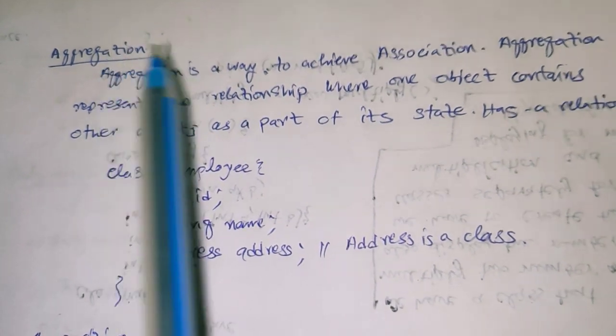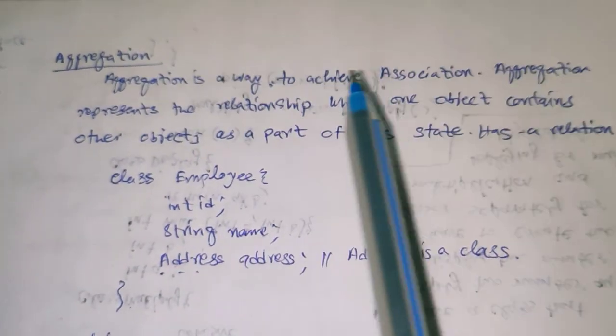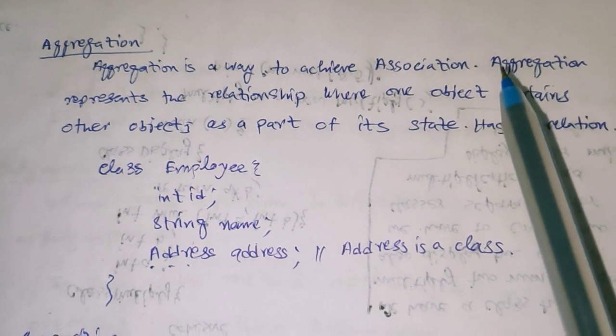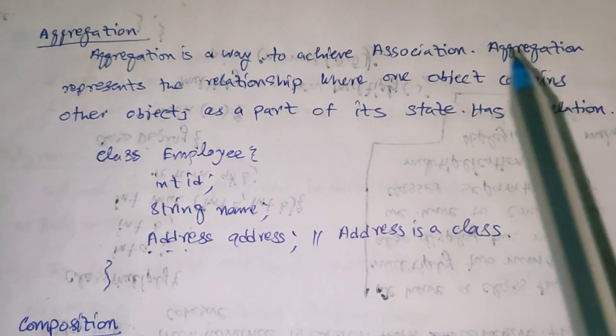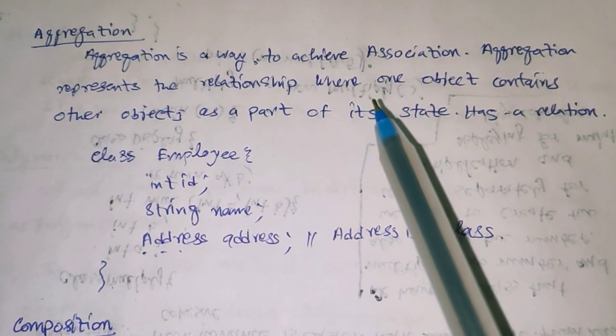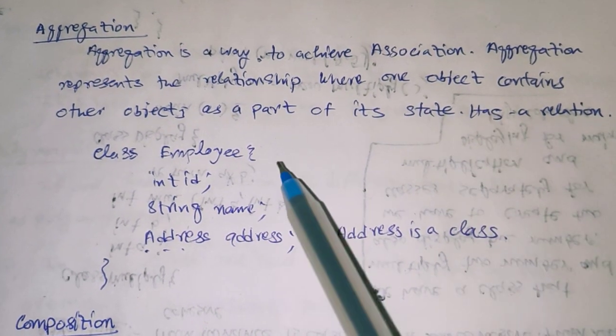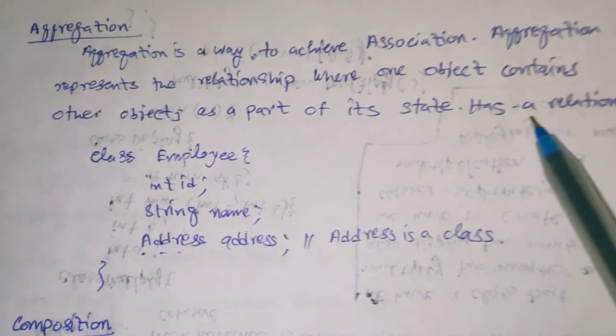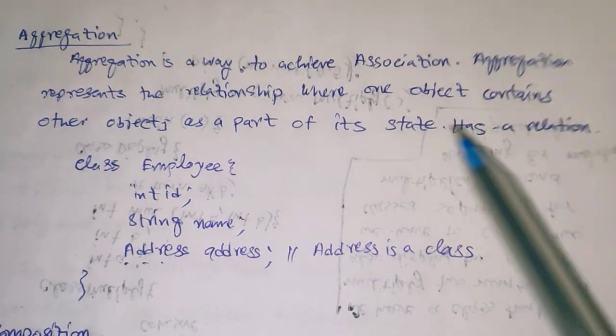We are discussing aggregation. So what is aggregation? Aggregation is a way to achieve association. Previously we discussed association. Aggregation represents the relationship where one object contains another object as a part of its state. It is a "has a" relationship.